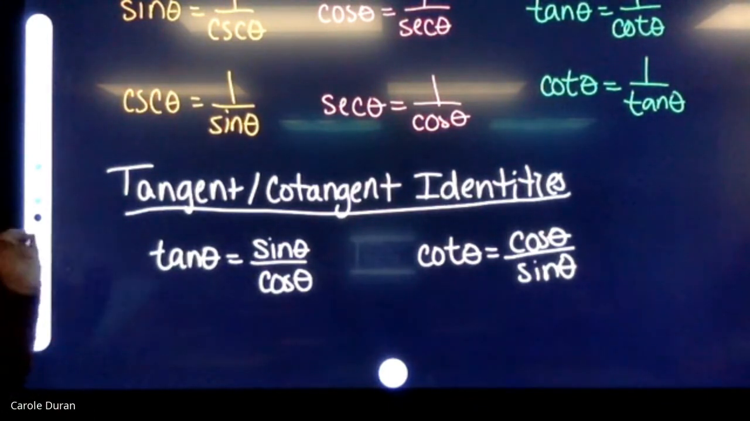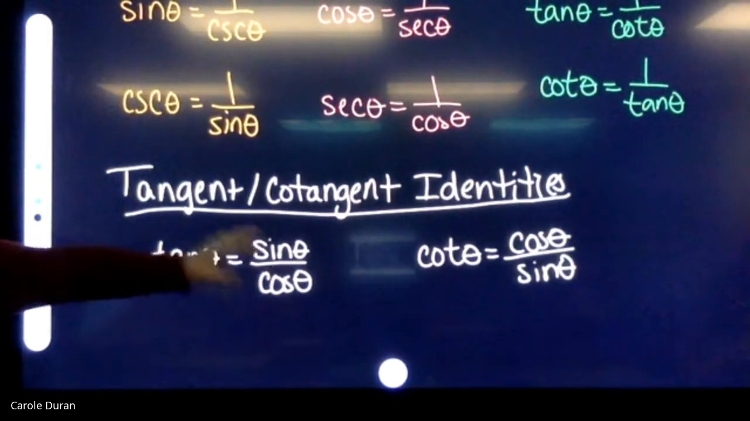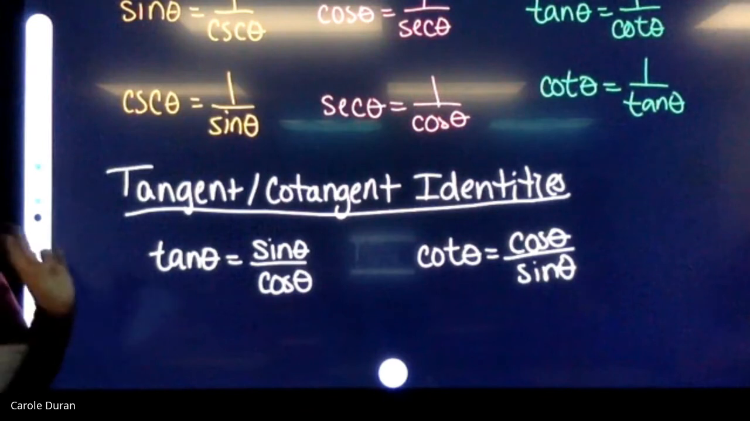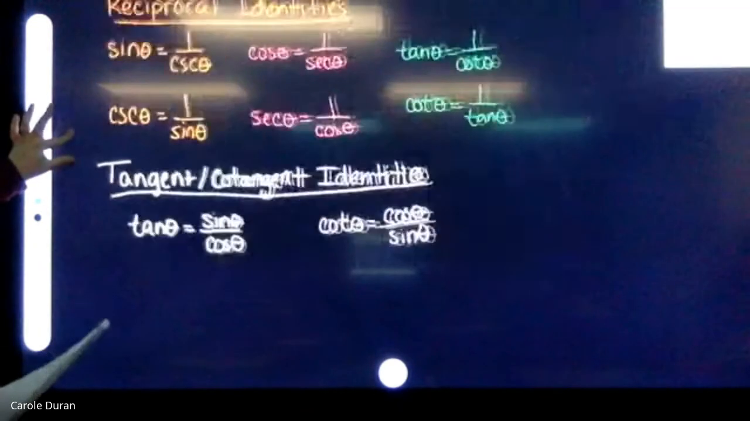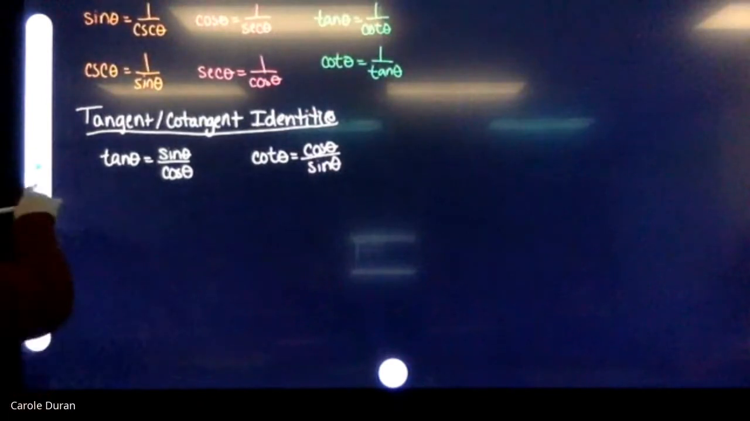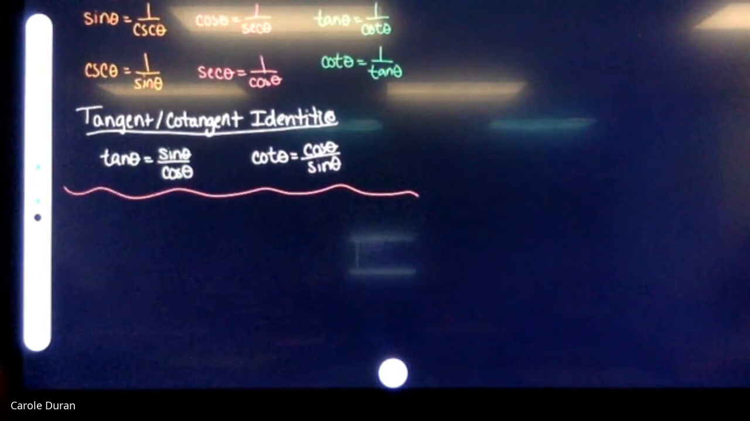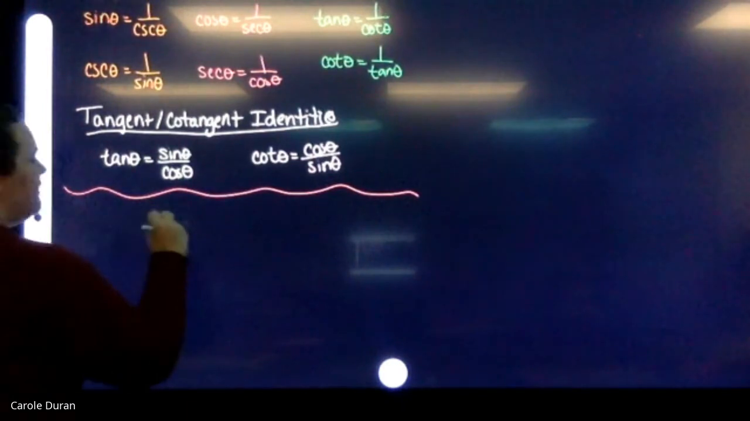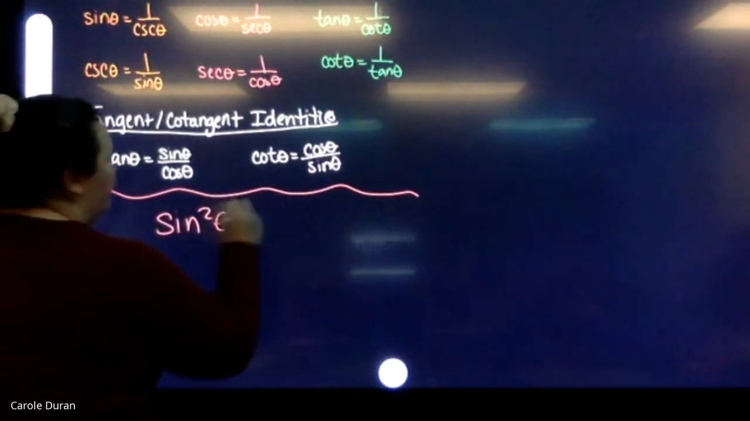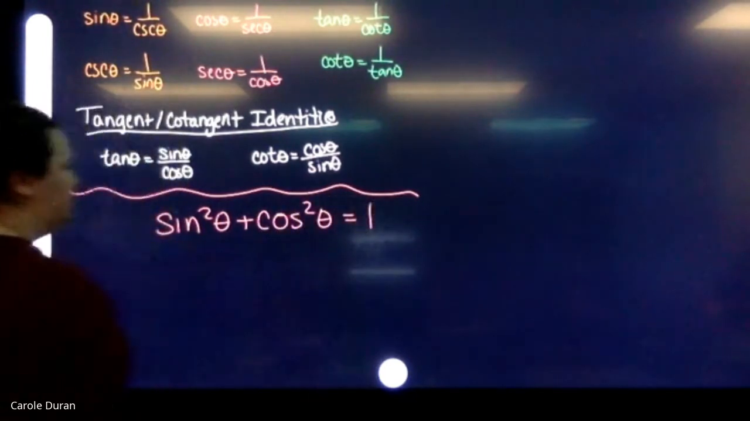So we're going to use these reciprocal identities and these tangent and cotangent identities to identify my next 2 Pythagorean identities. So I'm going to minimize this a little bit so we can keep them here. To find the next 2, I'm going to have to start with the first one that we have, which is sine squared theta plus cosine squared theta equals 1.